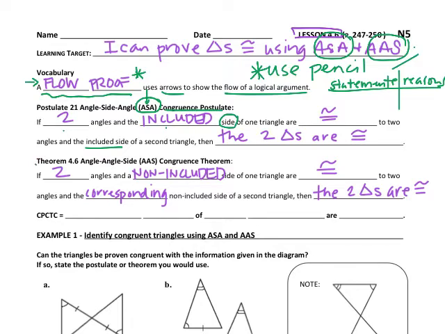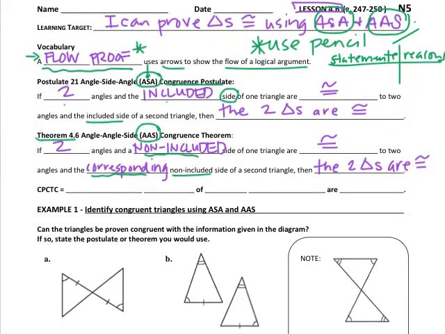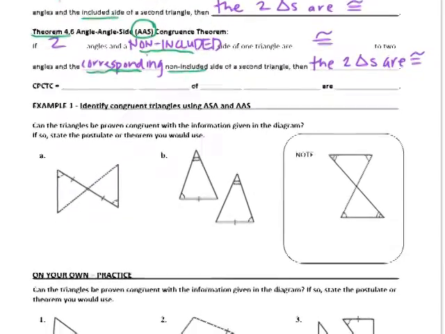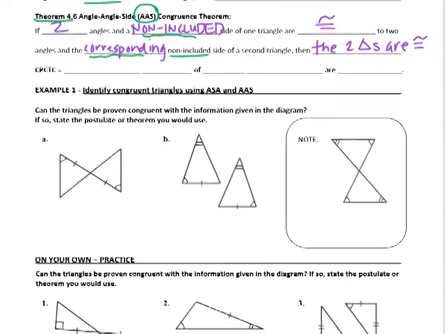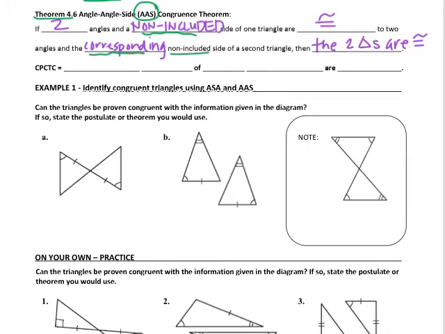Then we also have theorem 4.6, which says that if two angles and a non-included side of one triangle are congruent to two angles and the corresponding, remember it has to be in the same position, non-included side of a second triangle, then the two triangles are congruent. So even if that sounds like a lot of information, we're going to go ahead and practice some of these problems that have those two types of congruences in them so that you can see how they work.